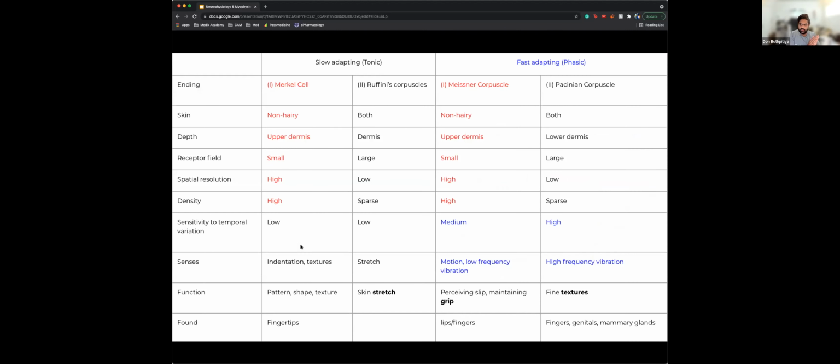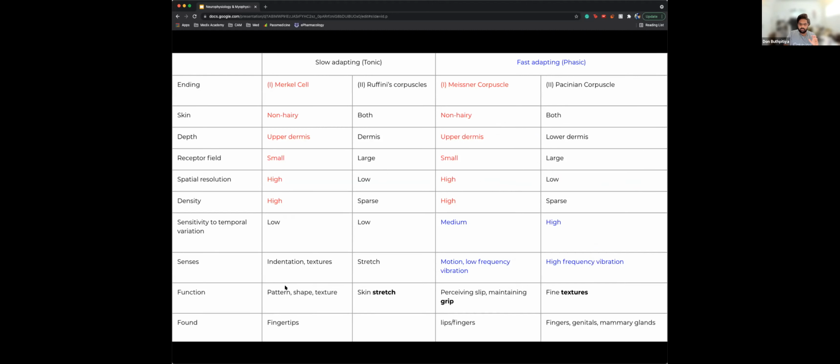Now, whereas on the other hand, you have the fast adapting, and it's the same sort of process. You have the small receptor field, which means you have high spatial resolution, high density, and the opposite happens for the Pacinian corpuscles. Now, in terms of what's going to be high yield out of this, definitely the receptor fields, and also the sensitivity it has.